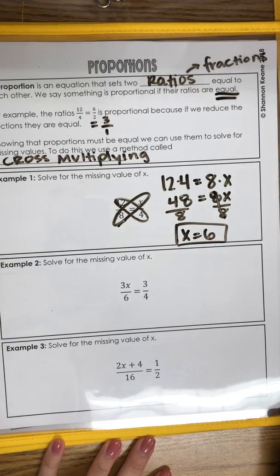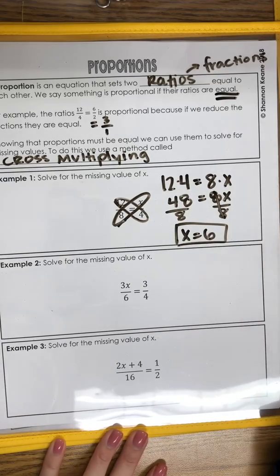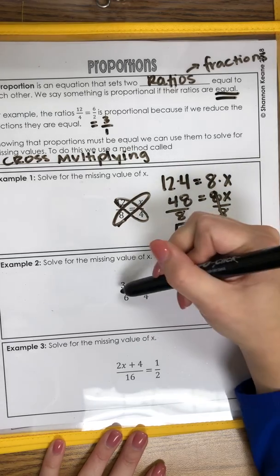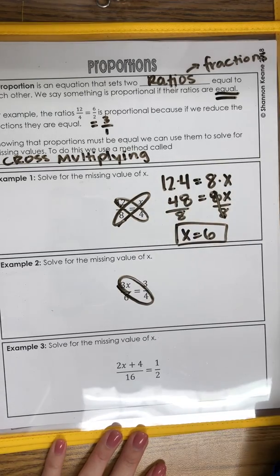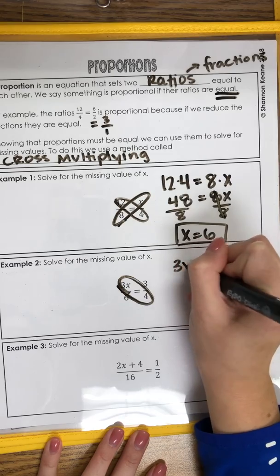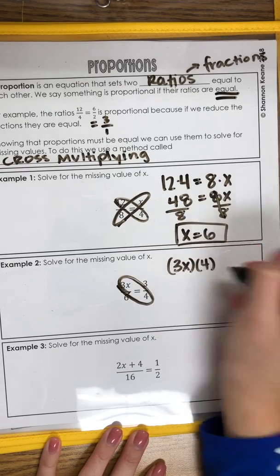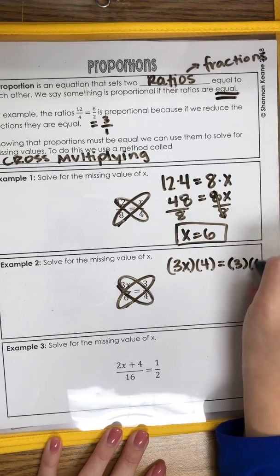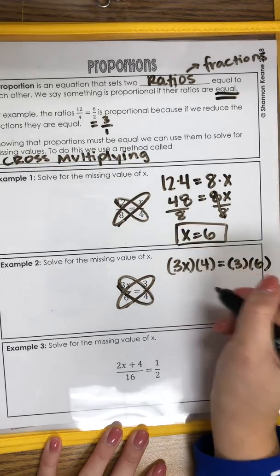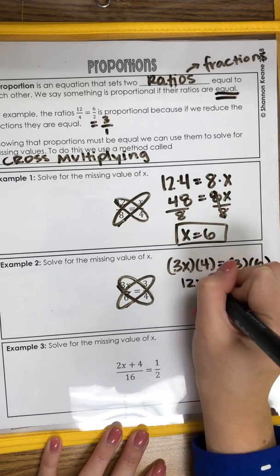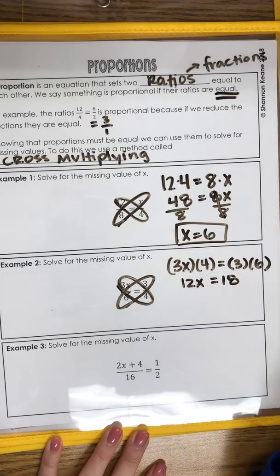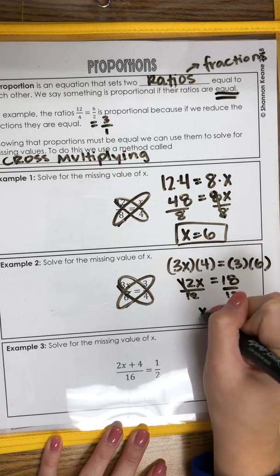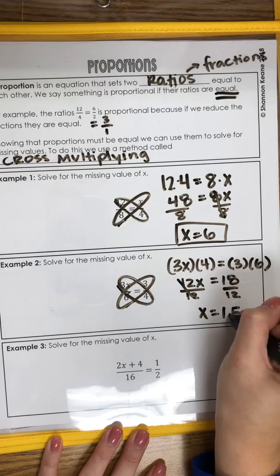Then we can go ahead and go to example 2. We're going to solve for the value of x again by doing the exact same method. We're going to cross multiply, so we go diagonally across the equal sign. So 3x times 4 is equal to, and then the other side, 3 times 6. 3x times 4 is 12x. 3 times 6 is 18. Divide both sides by 12, so we get x is equal to 1.5.